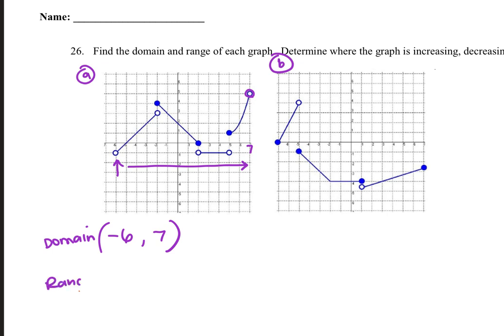The range goes bottom to top. So the lowest y on my graph is here at -1. These are all solid dots, so it's going to get the bracket. And then the highest y, there's no break vertically. The highest y is here at 5, and it's an open dot, so it gets a parenthesis.